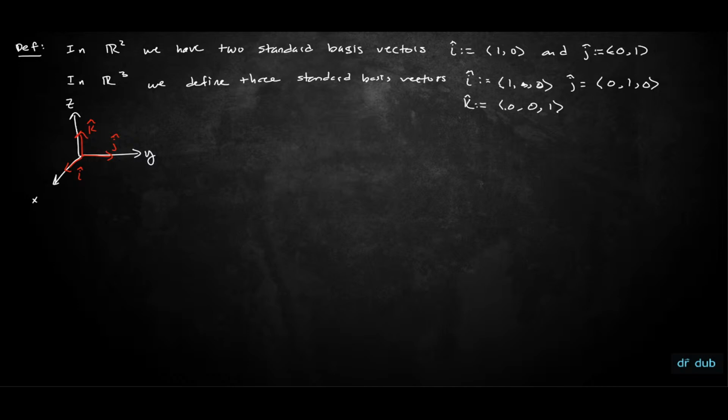And I like to say hat just to denote that it's a very special vector. It's along a coordinate axis and its magnitude is 1. So note, magnitude of i hat equals magnitude of j hat equals magnitude of k hat equals 1. If you were to square the components and add them together, you would just get 1. And then taking the square roots, you would get 1 again. So these are what we call the standard basis vectors.